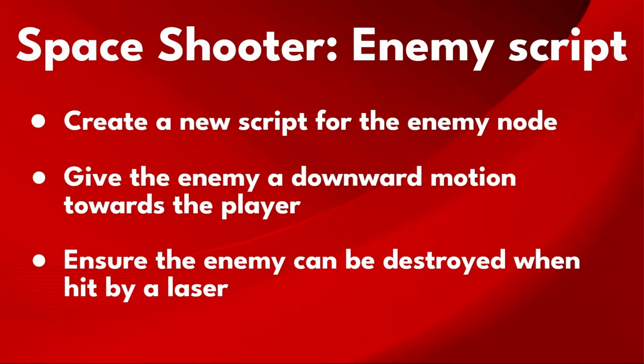In this section, we're going to create the enemy script. We're going to start off and create a new script for the enemy node. We're then going to give the enemy a downward motion towards the player. We're also going to ensure the enemy can be destroyed when hit by a laser. Now let's go ahead and jump right in.